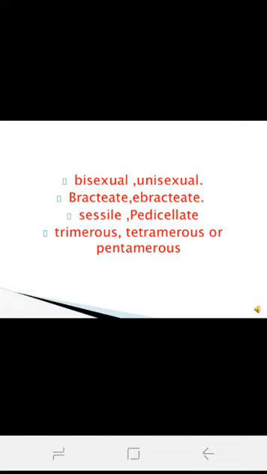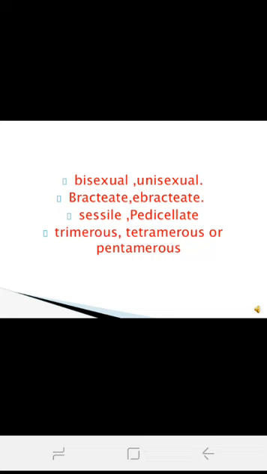Then let us become familiar with some of the technical terms. What are bisexual and unisexual? A flower with both male and female organs is called a bisexual flower. A flower with only one of the sex organs present, you can call unisexual. If it is androecium, you can call it a male flower. If it is gynoecium, you can call it a female flower.